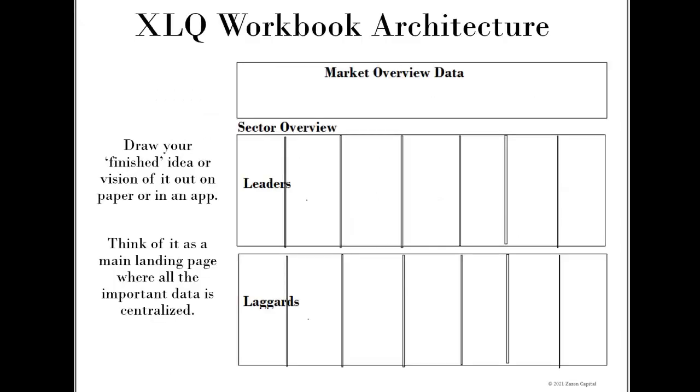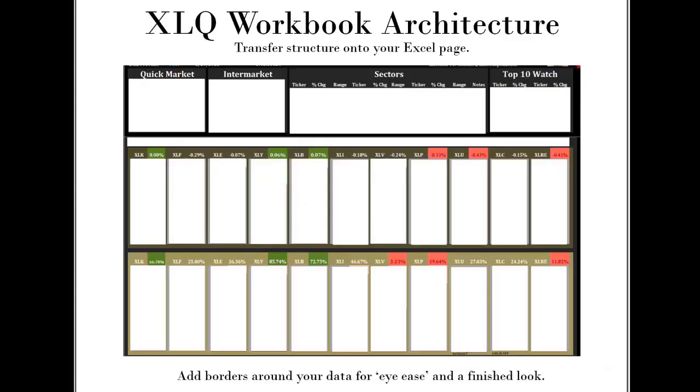When you have an idea for an XLQ workbook, the first thing you want to focus on is the architecture or the format of the workbook. It's best, in my experience, to draw your idea out on a piece of paper or in an app like Paint and get an idea of the overall look that you're going for, the overall structure, where you want certain data. You can think of this page as a main landing page where all the important data is going to be centralized. Then transfer that picture or that structure into an Excel page. You're roughing it in. You're giving the layout of your idea on paper into the actual XLQ workbook.